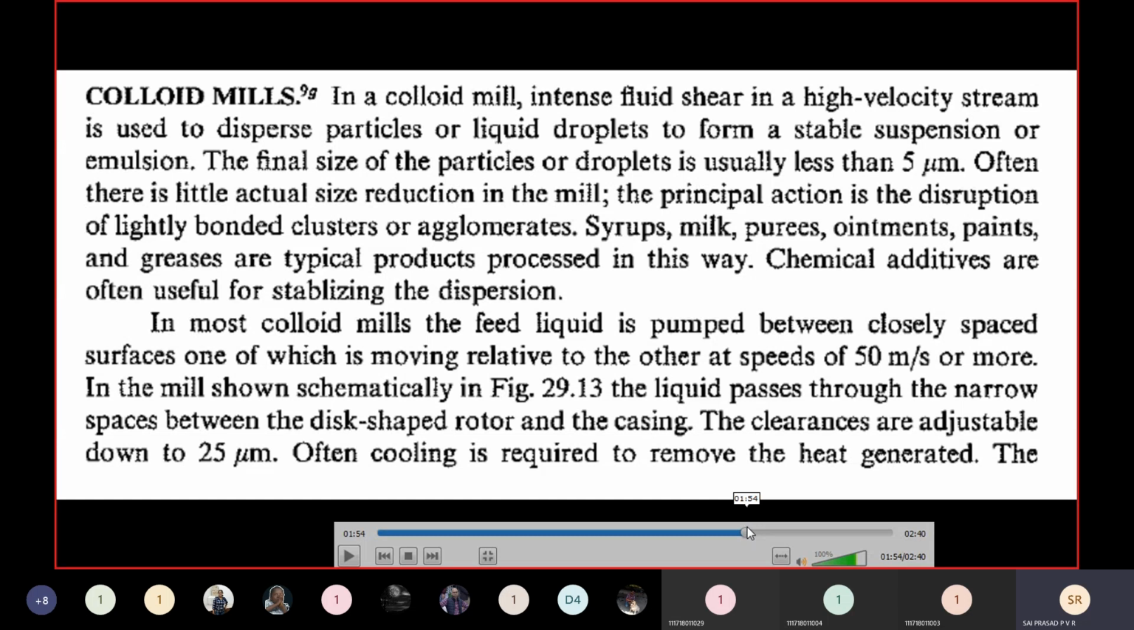As I said just now, the inlet area is more, the outlet area is less. We can also control this, and it goes down to 25 micrometers. So you can imagine how fine the particles will be reduced and suspended in that medium. Cooling is required to remove the heat generated, because whenever we deal with size reduction equipment, we apply high energy, but not all of it is taken by the particles; some comes out as heat. If heat sensitive materials are there, you are supposed to cool it immediately.